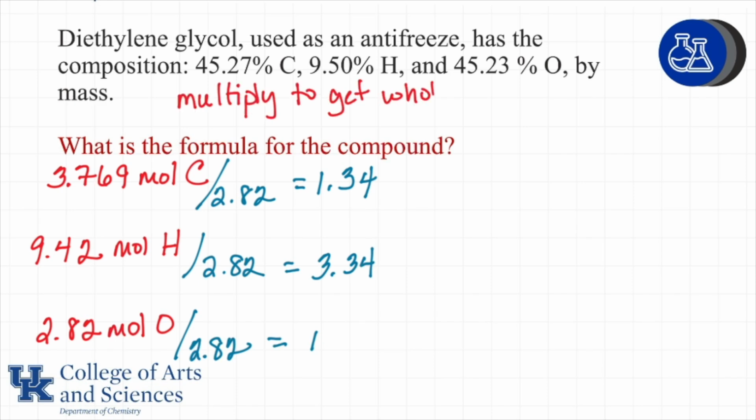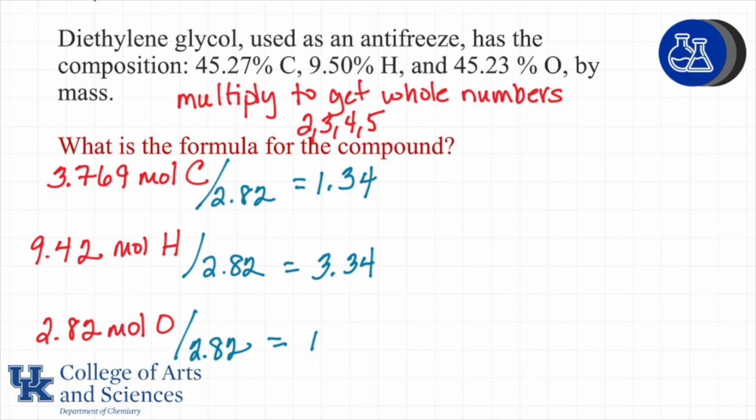We multiply to get whole numbers. If you find that you're multiplying by something greater than 2, 3, 4, or 5, then chances are you don't need to multiply and you can round. In this case, because we have 1.34, if we multiply that by 3, and we multiply 3.34 by 3, we can get to a whole number. What we do to one element, we must do to all 3.